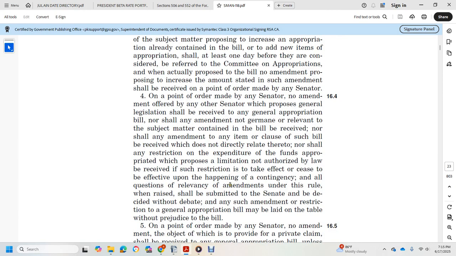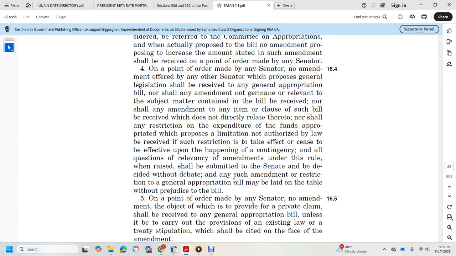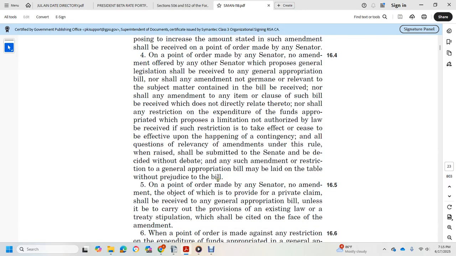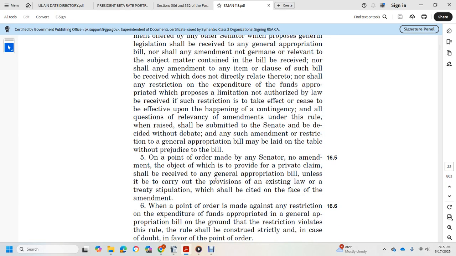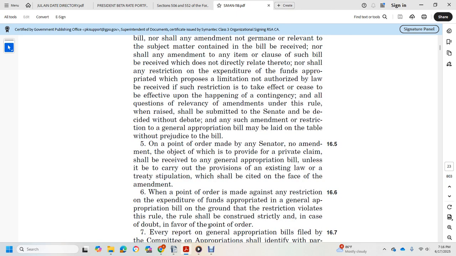On a point of order by a senator, no amendment the object of which is to provide for a private claim shall be received to any general appropriation bill unless it is to carry out provisions of existing law, treaty, or stipulation, which shall be cited on the face of the amendment. 6. When a point of order is made against any restriction on expenditure of the funds appropriated in a general appropriation bill on the ground that the restriction violates the rule, the rule shall be construed strictly and in case of doubt in favor of the point of order.